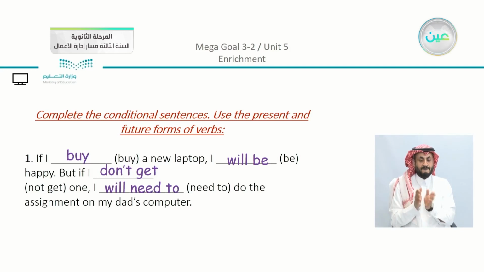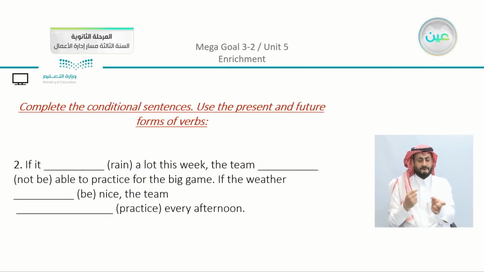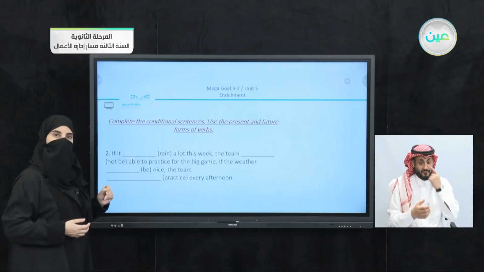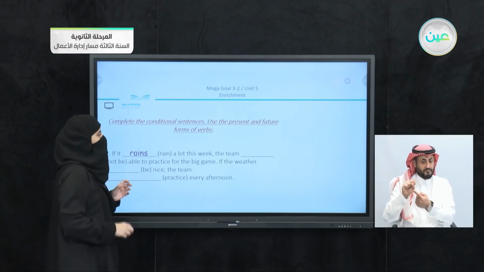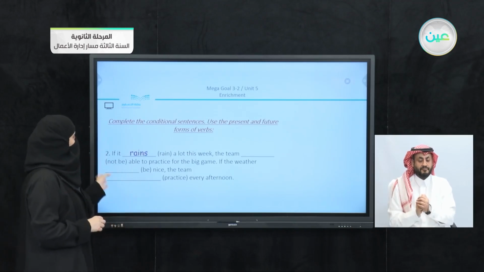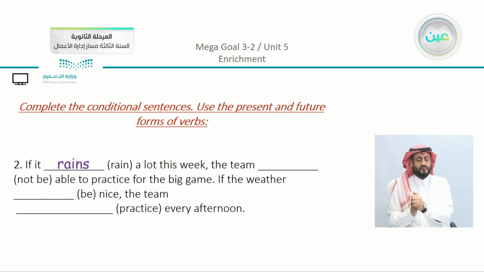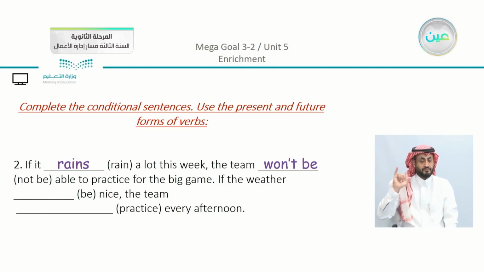Moving on. Number 2: if it rains a lot this week. Now we need to change it into present simple. Of course, we have the pronoun it, so we have if it rains. The team not be able to practice for the big game. Something in the future. How can we change it? We can say that the team will not be able, or won't be able, to practice for the big game.